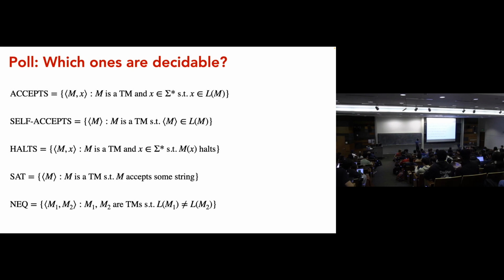Okay, so once again, these are the problems. From now on, I won't use the subscript TM anymore. If I don't use the subscript TM, just assume that the machines are Turing machines.